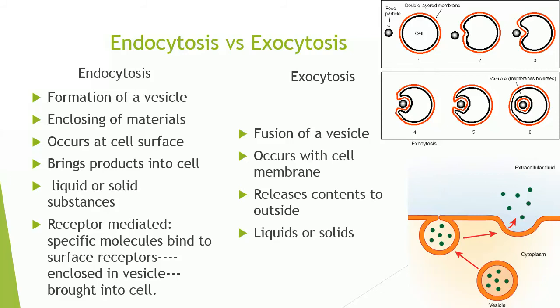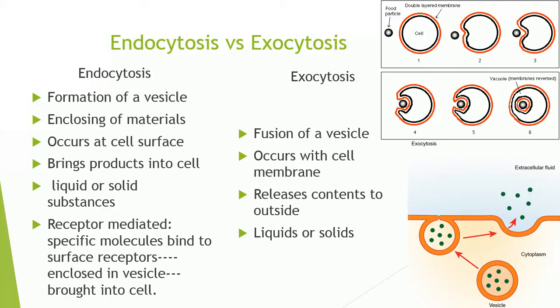So whenever you have endo and exocytosis, endo is going to be something going into the cell and exo is going to be something going out of the cell. So endocytosis is going to use a vesicle, it's going to enclose a material, and it's going to cap in at the cell surface, at that cell membrane we've talked about before. And it's going to bring products into the cell, either liquid or solid.